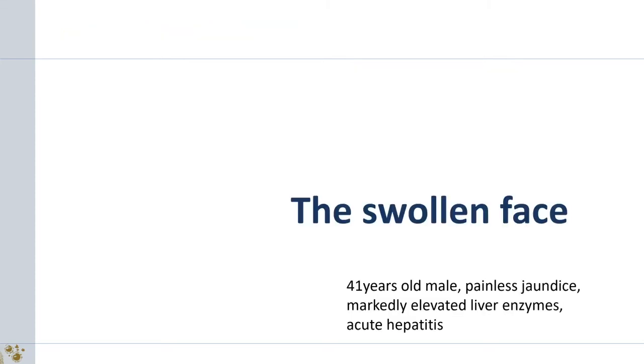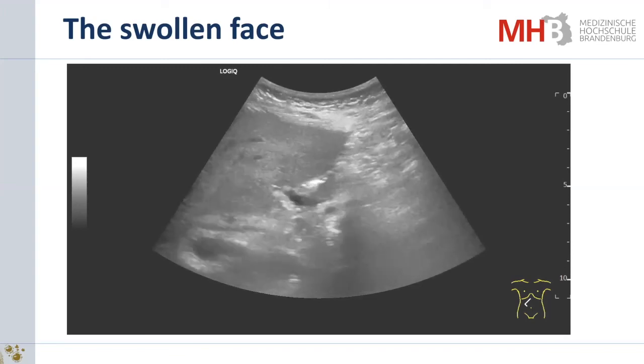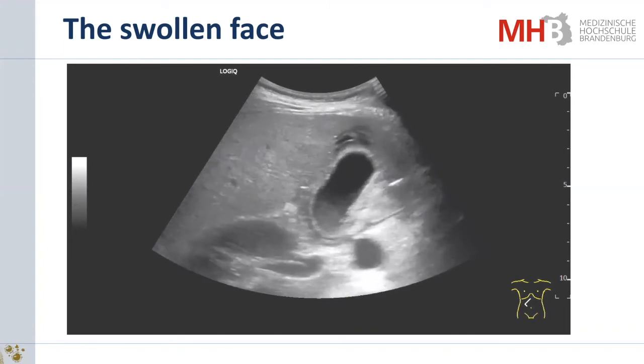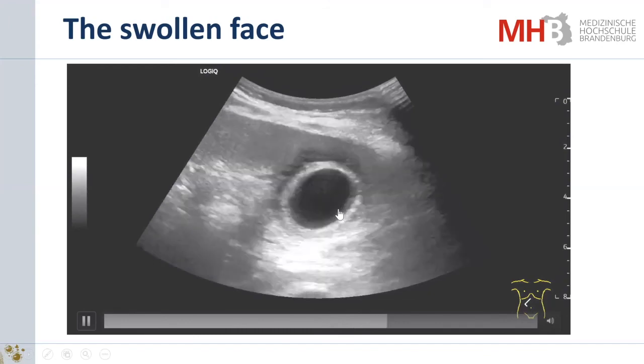Now we have the swollen phase of the gallbladder, and this was a young man. He was completely painless, but had markedly elevated transaminases, and the diagnosis was acute hepatitis. At the moment of examination, we didn't know this diagnosis, but he had very much elevated transaminases. And look at this gallbladder. Is this also an acute cholecystitis?